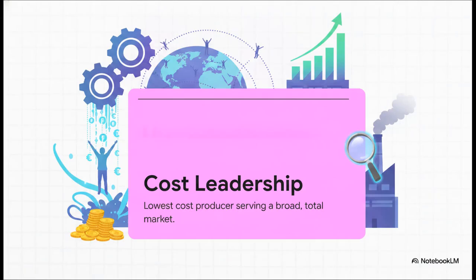Let's start in the top left with cost leadership. This is exactly what it sounds like. It's all about dominating that massive, broad market by just being the absolute lowest cost producer out there. It's a ruthless game of massive volume and incredible economies of scale. Basically, you serve everyone and you do it cheaper than anyone else possibly can.